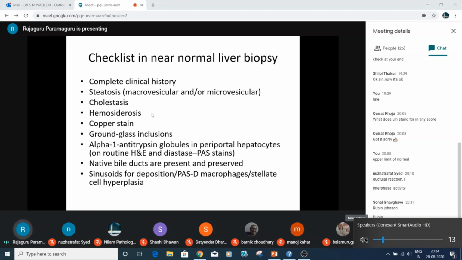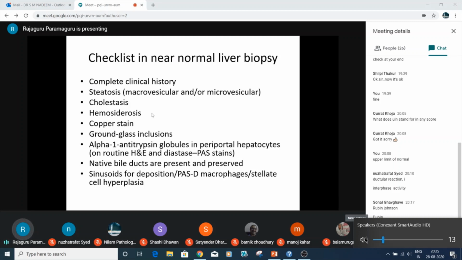And the bile ducts, in the previous session I had shown you a case of vanishing bile duct syndrome. So look closely for the bile ducts; if you want, you can use a CK7 to highlight those. And sinusoids, look closely for any deposition, and stellate cell hyperplasia can be missed out and confused for a steatosis. And PAS, diastase positive macrophages.